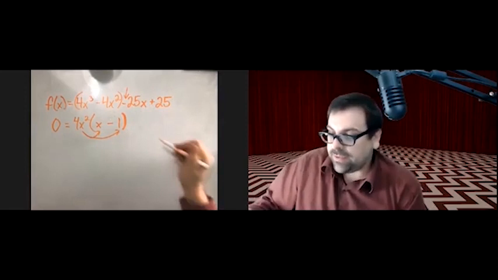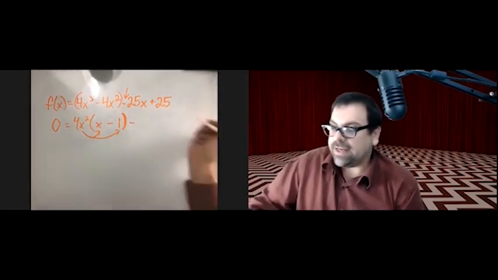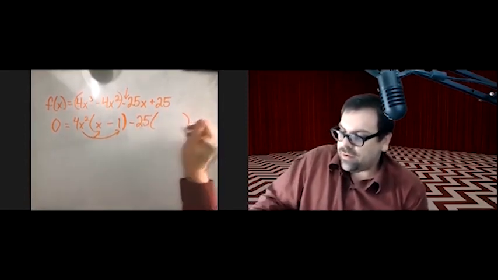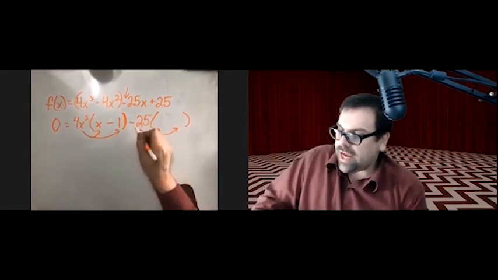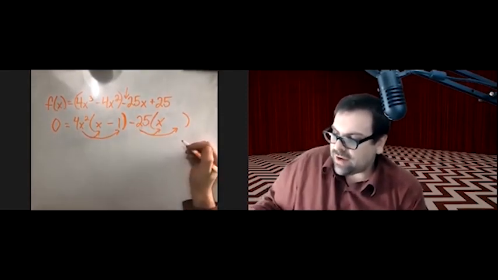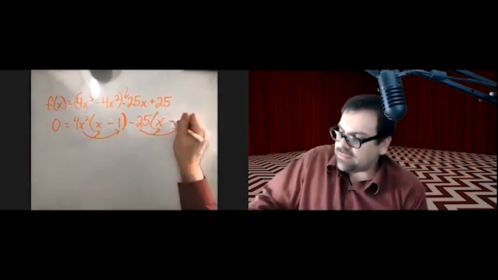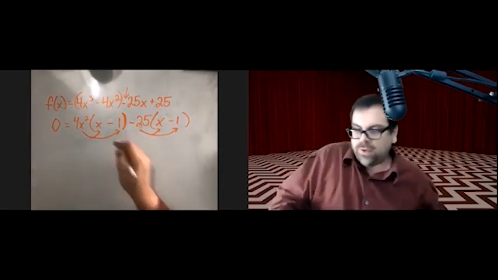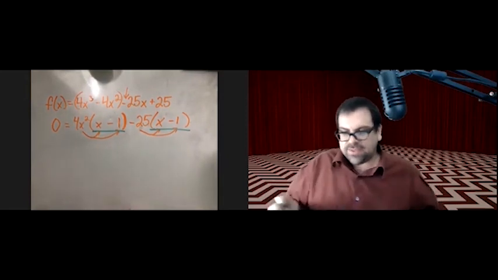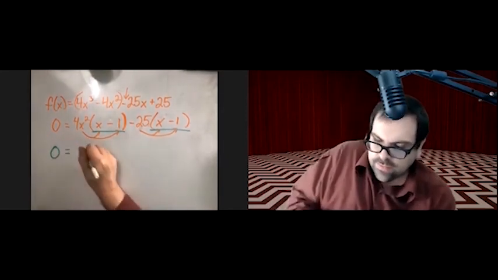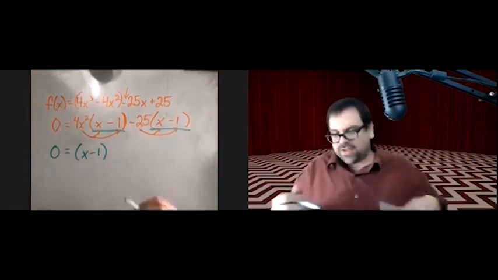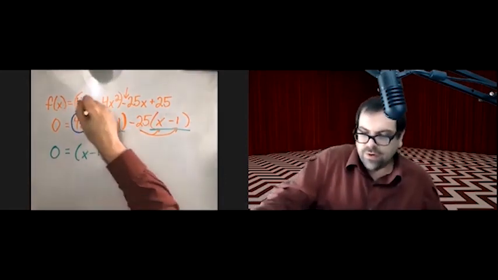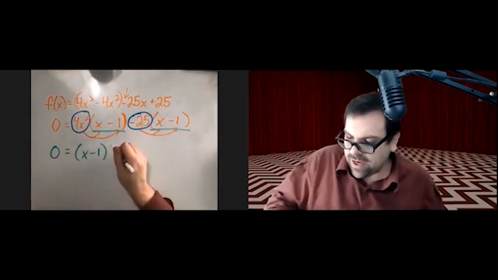We have a minus here. That means we have to factor out at least a negative. We can actually factor out a minus 25. Negative 25 times x is negative 25x. Negative 25 times negative 1 is positive 25. We now have this common factor of x minus 1 that we can factor out. We're left with 4x squared minus 25.